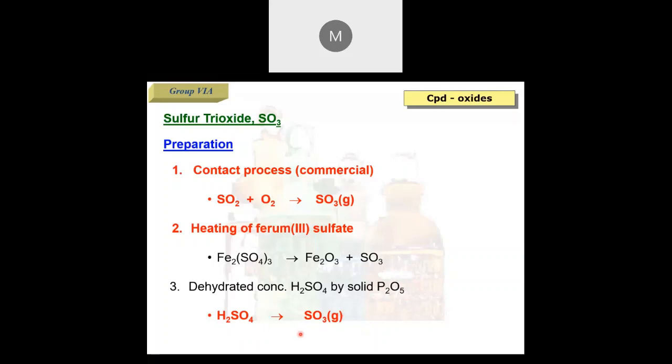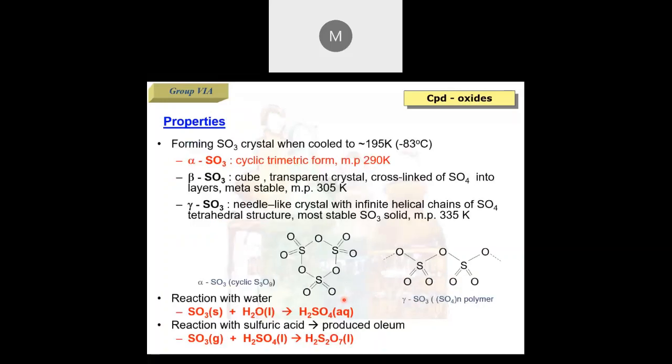All right. So this is sulfuric acid. It can form sulfur trioxide. The property is forming crystals when it's cooled at negative 83 degrees Celsius. So it has three forms.